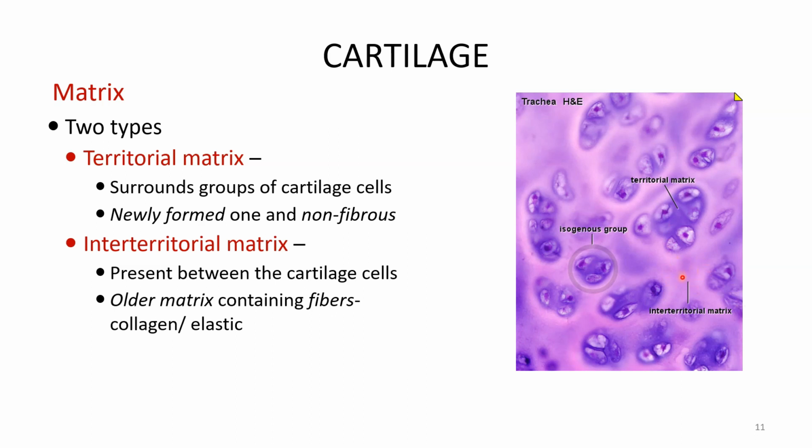This is the interterritorial matrix, and it is the older matrix and it contains the fibers, that is, collagen or elastic fibers. So now you know that there are two types of matrix: the territorial matrix, which is newly formed and non-fibrous and surrounds the cartilage cell groups, and the interterritorial matrix, which is present between the cartilage cell groups, is the older matrix and contains the fibers.